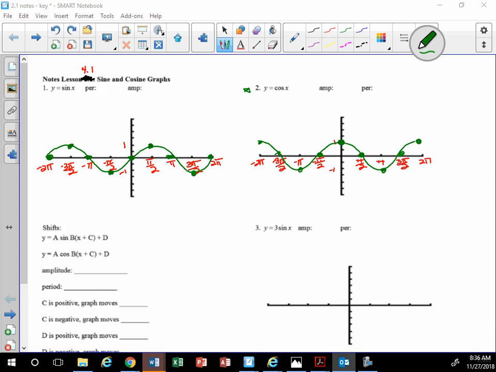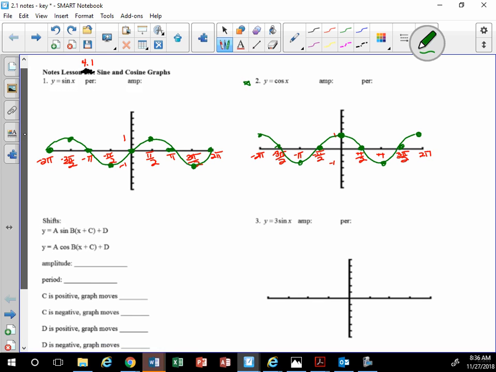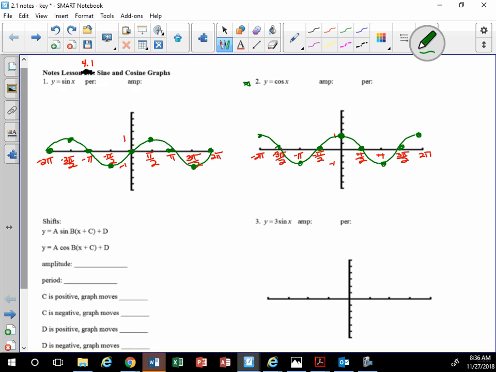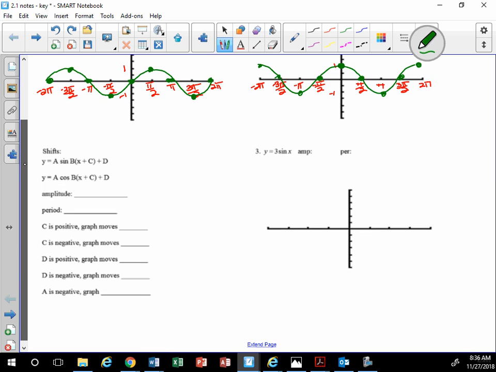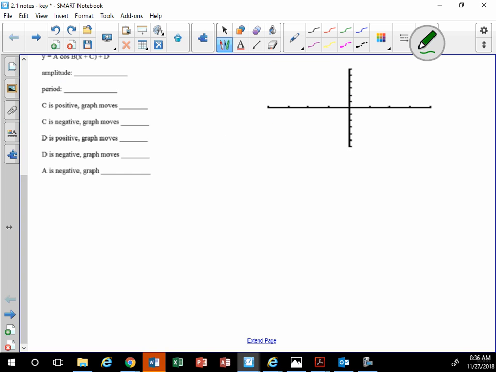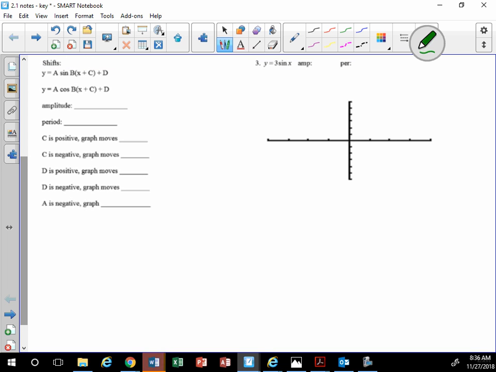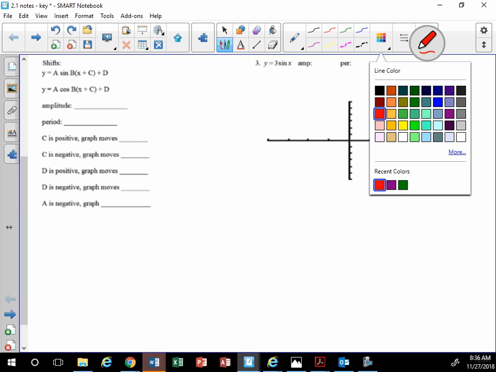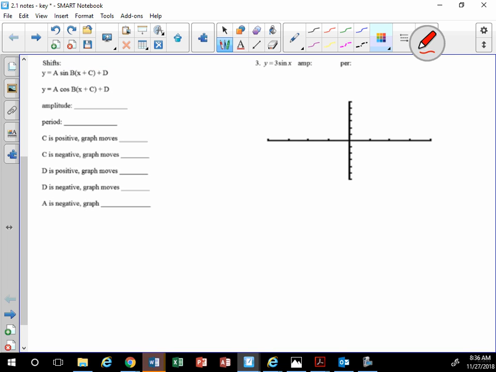All right, guys, any questions on the two parent graphs? We feel okay with those? Okay, let's look at how we can change them. All the different things we can do. So see down here where we've got this shifting and then the A's and B's and C's and D's. Those are all the different things we might do to our graph, okay? We're not going to do all of them today, but we're going to start looking at them.